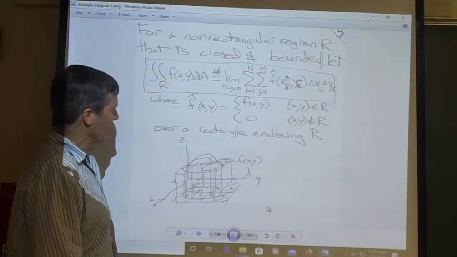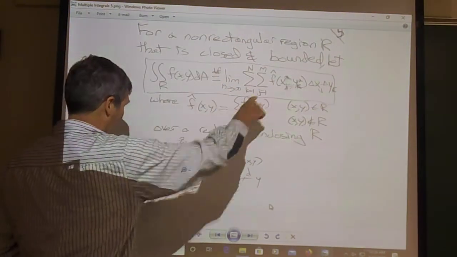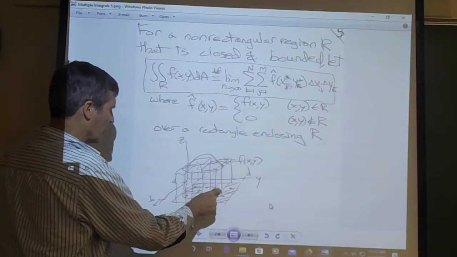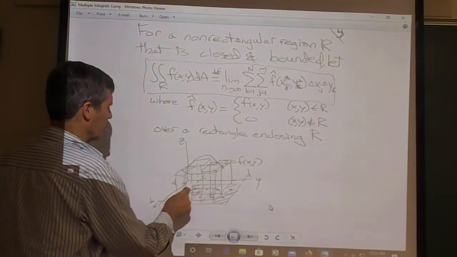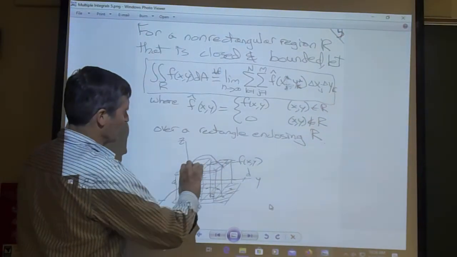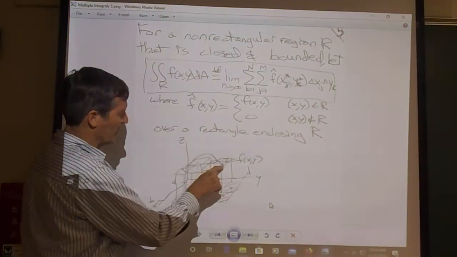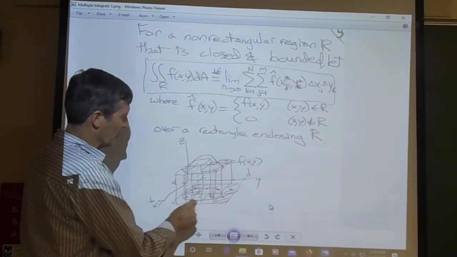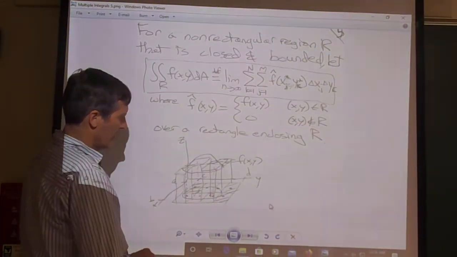So it's like this, and then what this means is you actually enclose the closed bounded region with a big rectangle. So here's your region of definition for the surface, this little oval in the xy plane. There's a surface over the top. You say, I wonder what the volume is below this surface and over the oval in the plane. What you do is you enclose it in a big rectangle.